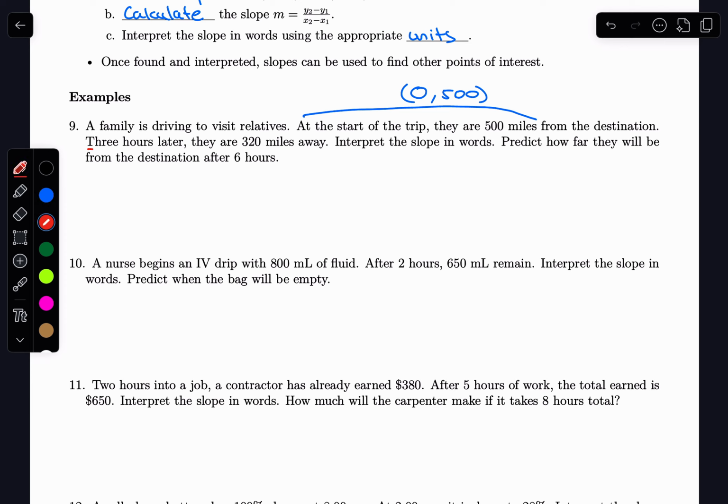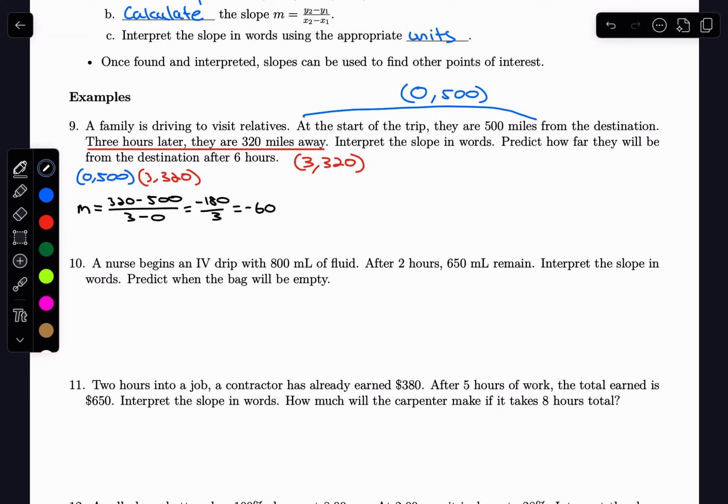Similarly, we have this line down here that says 3 hours later, they are 320 miles away. So my x value, the number of hours it's been, is going to be 3, and my y value, their distance from the destination, is going to be 320. All right, so now I can go ahead and find the slope between these. I have (0, 500) as my (x1, y1) and (3, 320) as my (x2, y2). So when I find slope here, I do 320 minus 500 divided by 3 minus 0. This is negative 180 over 3, which is negative 60. So now we have to think about what this means.